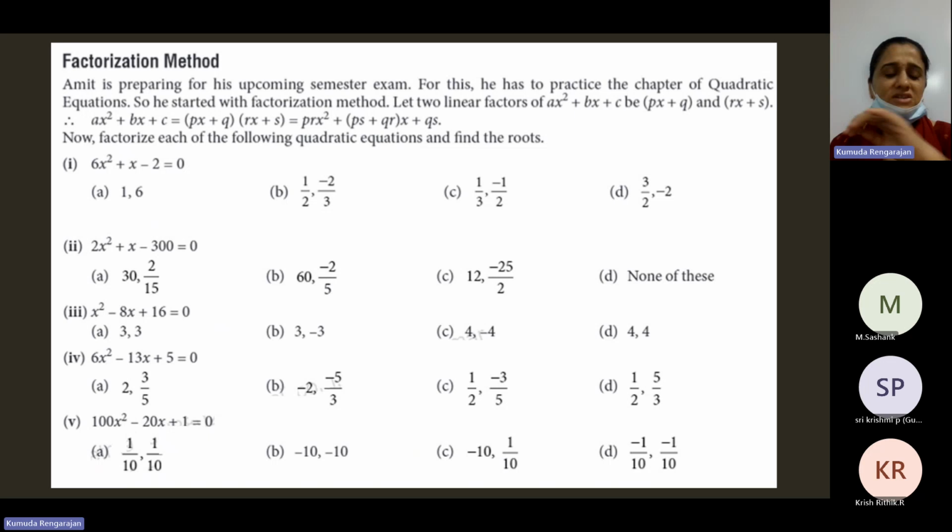These images, I'll just share with you children. It's just about finding zeros, I think.